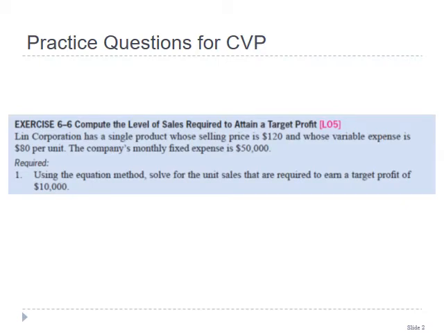Here is a practice question for cost volume profit analysis. This question is from your chapter 6, exercise 6.6. I have pasted its solution on the next slide. I want you to pause the video here and try to solve this question, and then compare your answers to the answer that is pasted on the next slide.